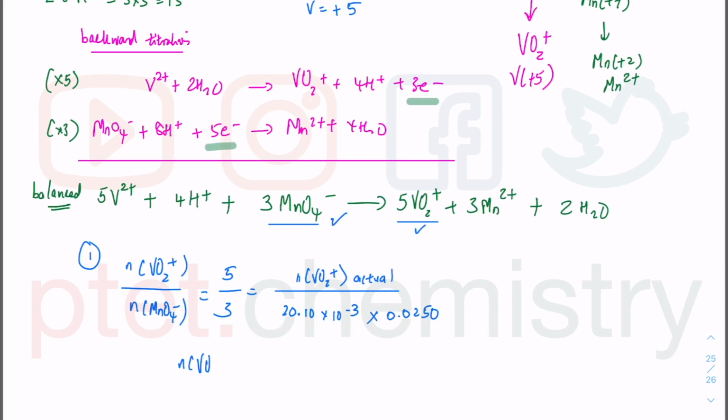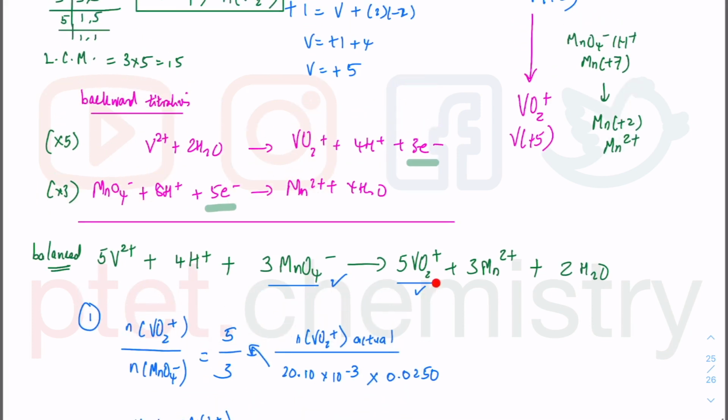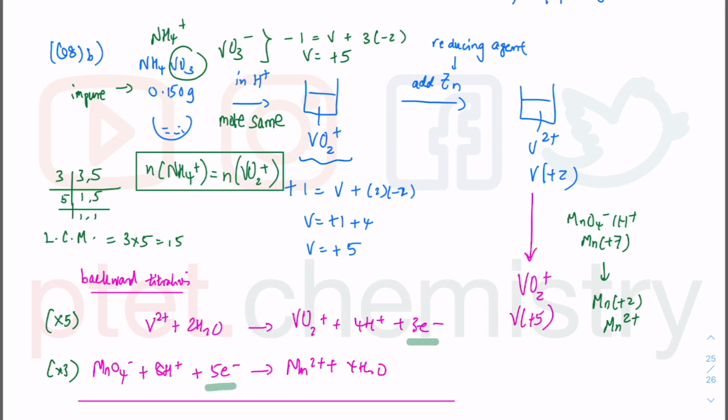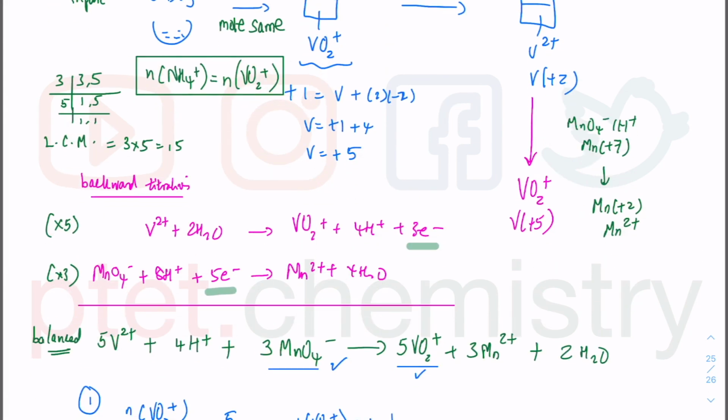So the mole of the VO2+, actual mole, bring that up. So there's going to be 5 over 3 multiplied by 20.10 times 10 to the minus 3 times 0.0250. And I got on my calculator 8.375 times 10 to the power minus 4 mole. This much mole, this will give you that in your reduction. So the amount of these is equal to the amount of these present here. So the amount of this here is the same as the amount of the ammonium vanadate 5 there. So the amount here is the same as the amount here, which is the same as the amount of this, the reactant with the MnO4-.